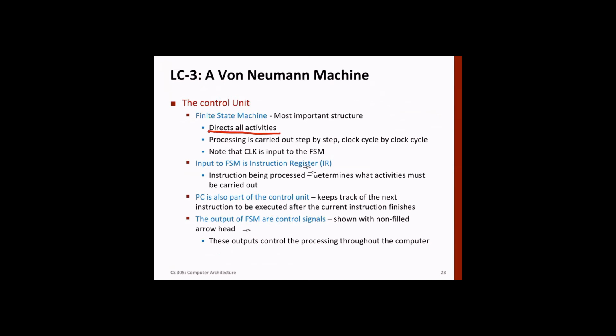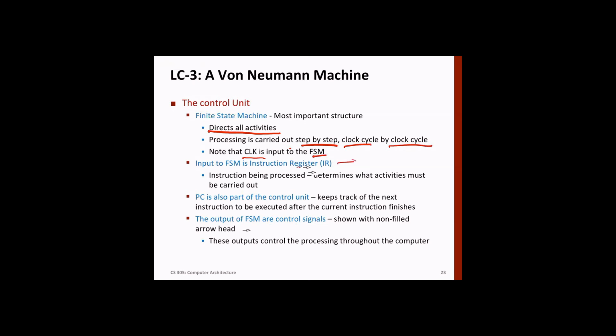That's what we have discussed earlier. Processing is carried out step by step and clock cycle by clock cycle. So it essentially does operations sequentially, one after the other. Note that the clock is input to the FSM. We will show that diagram, right? An input to the FSM is through the instruction register.